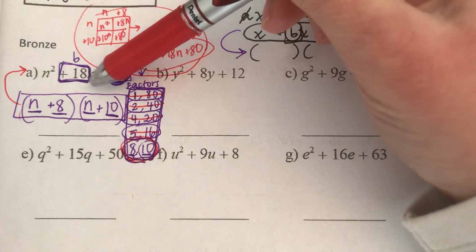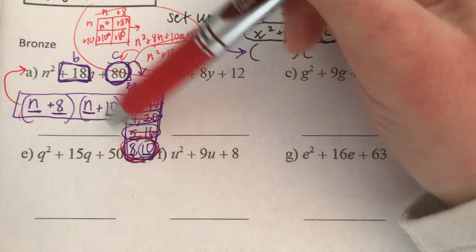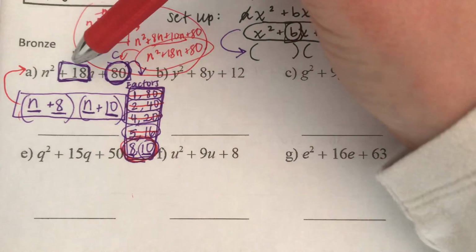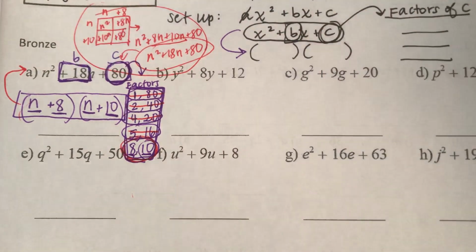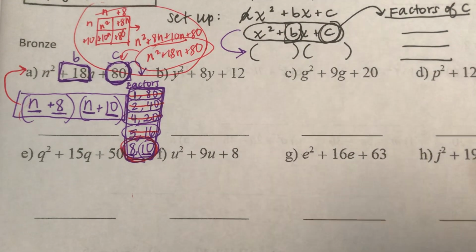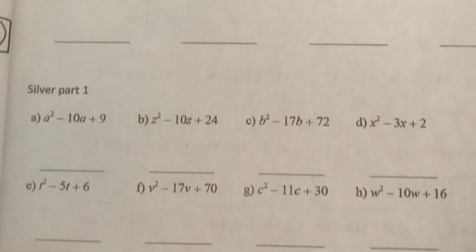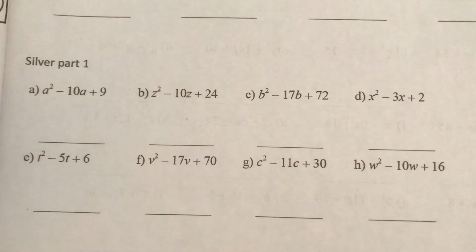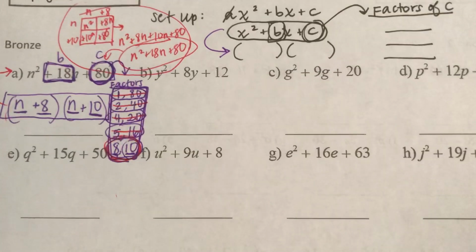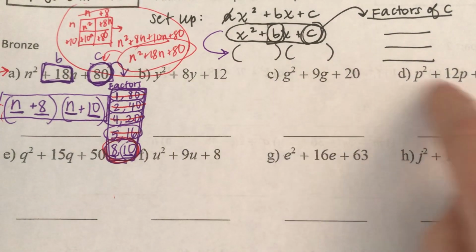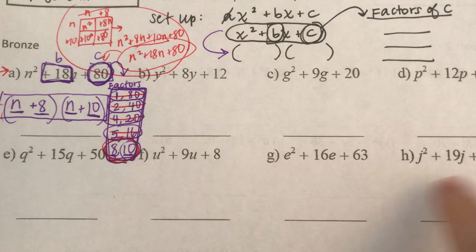So this question was a little bit more simple because we had double positives here. When you have double positives, it's a lot easier for us to find the two factors that will add up to this middle term. It does get more complicated if you're looking at something that has a minus involved, so we'll talk about that. You might want to pause this video now and try the rest of the bronze questions. Just keep trying those.